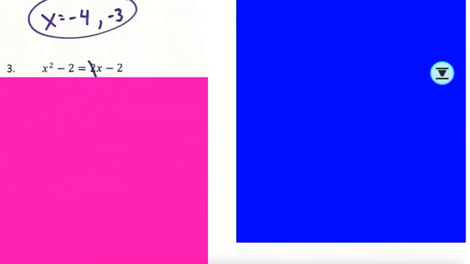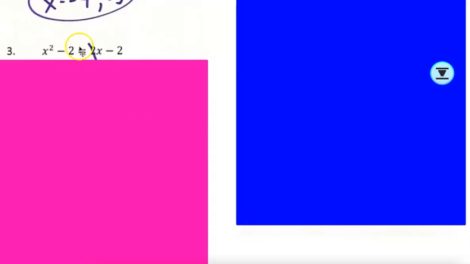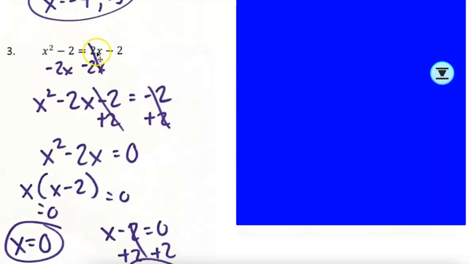On number 3, I need to make sure this equation equals 0, so I'm going to move all my terms to the x squared term that is already positive. To do that, I would subtract 2x. You cannot subtract 2x under anything because they're not alike, so you're going to rewrite it in order. So you'd have x squared minus 2x minus 2 equals negative 2. I need to make sure it equals 0, so I'm going to add 2 to both sides.